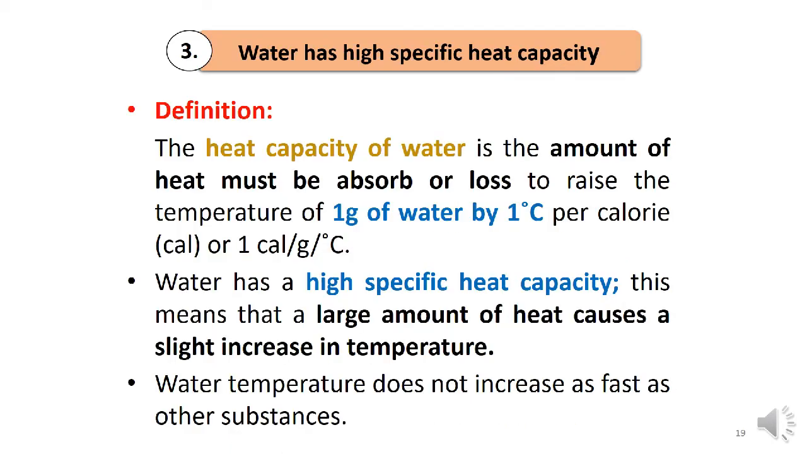And the third property is water has high specific heat capacity. The definition of high specific heat capacity refers to the amount of heat that must be absorbed or lost to raise the temperature of 1 gram of water by 1 degree Celsius, per calorie, or 1 calorie per gram per degree Celsius. So water has a high specific heat capacity. This means that a large amount of heat is needed to cause a slight increase in temperature, and the water temperature does not increase as fast as other substances.